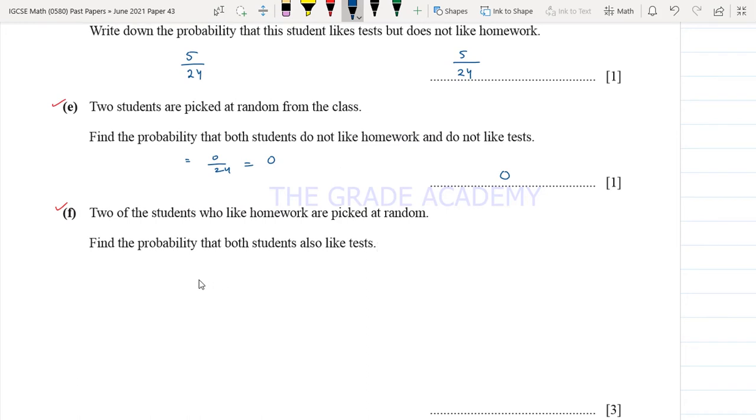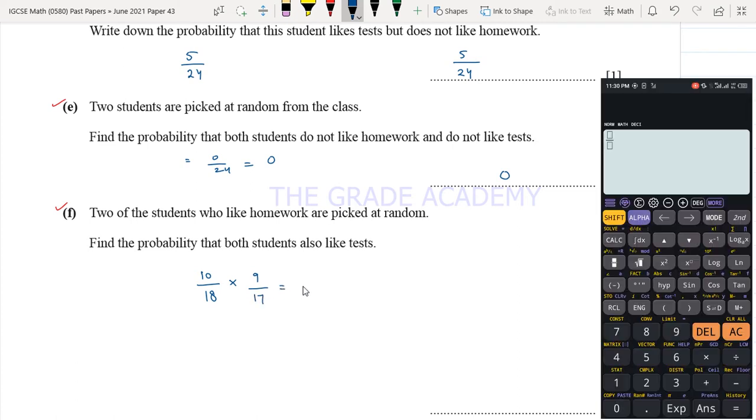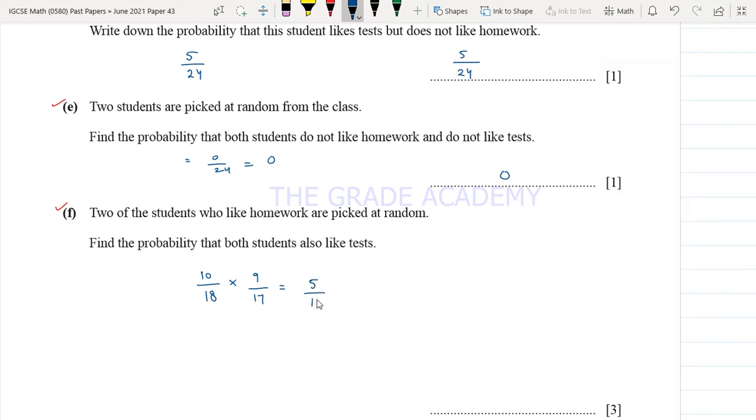So the probability of the first student to be chosen is 10 by 18. So after we have chosen one student, the probability of the second student will be 9 by 17. Okay, so if we simplify it, 10 times 9 divided by 18 times 17, we get 5 by 17. So the probability is 5 by 17.